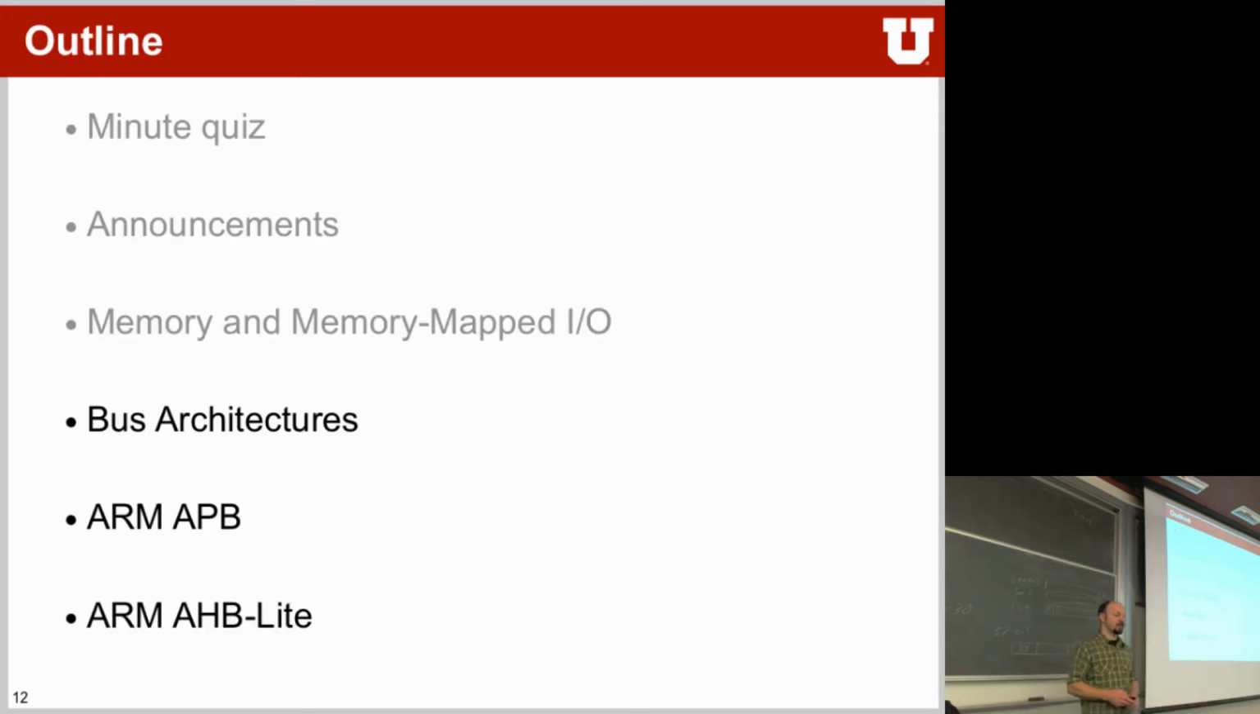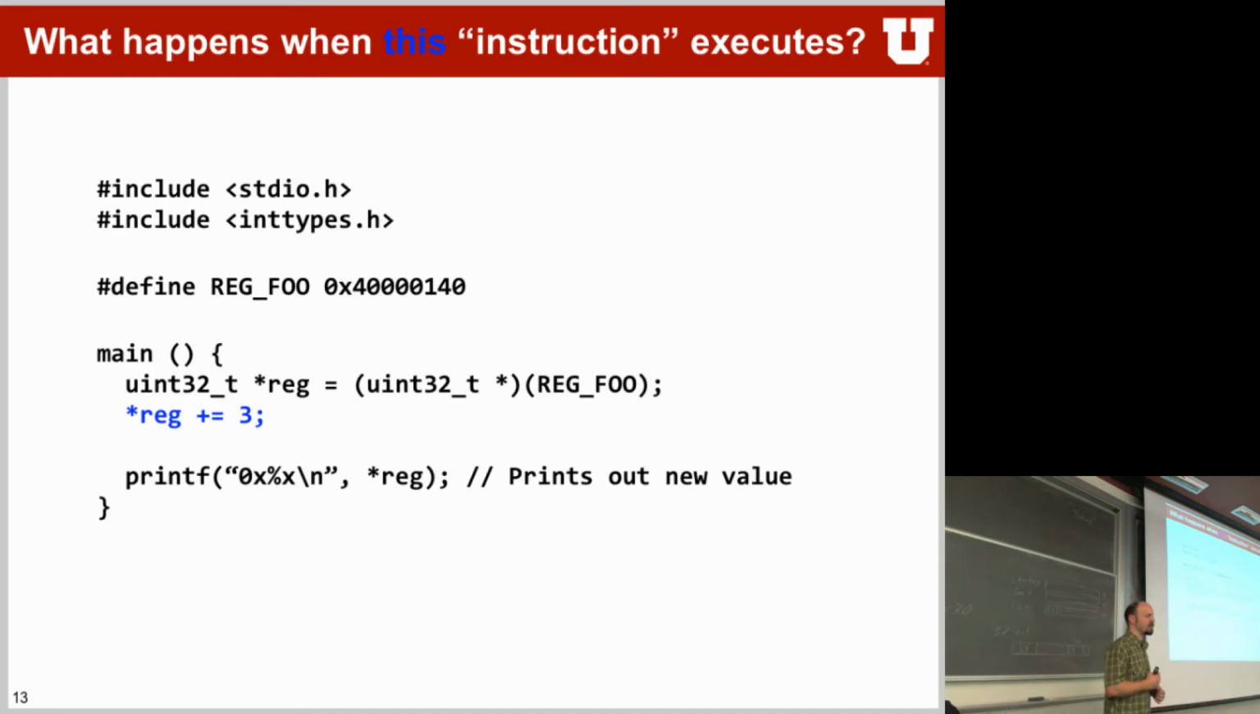Bus architectures. Here's actually the link between your C assembly and what's really happening in the background. Okay, let's look at this particular example. We have a memory location that we defined as rec_foo. We declared an unsigned integer 32 as a register pointer and set it to this memory location. We now do a star rec plus equal 3. Get together in teams of 2 or 3, and discuss what you think happens with this particular instruction. When this instruction gets executed, what happens on your system?